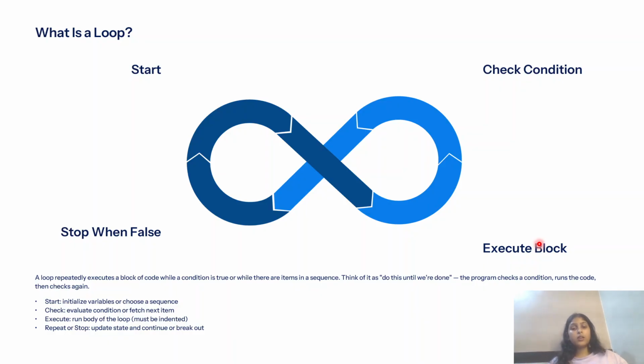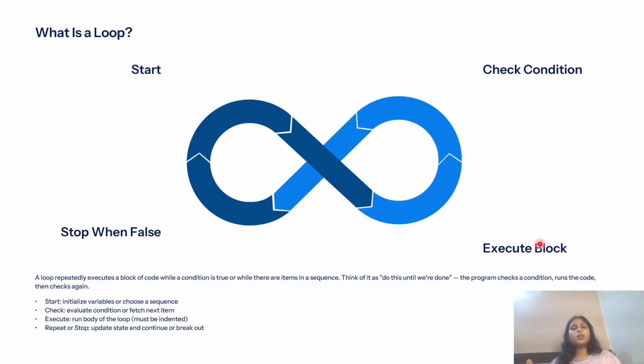Then step 4 is repeat. After finishing one iteration, Python again goes back and checks again, and if needed, the loop is going to run again. If the condition is false, since this process continues until the condition becomes false, all values are exhausted. This cycle is repeated automatically.